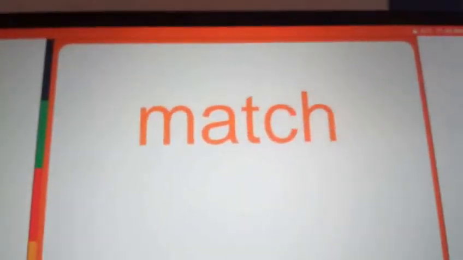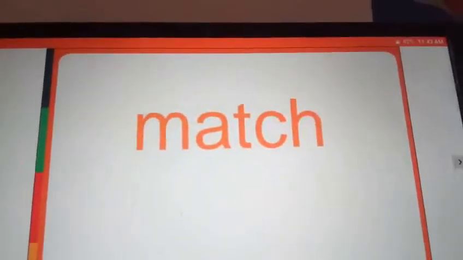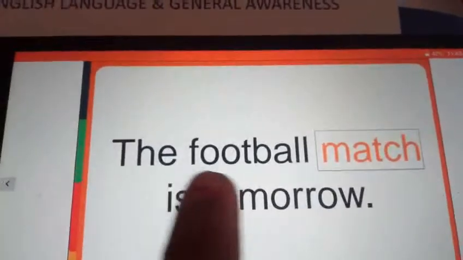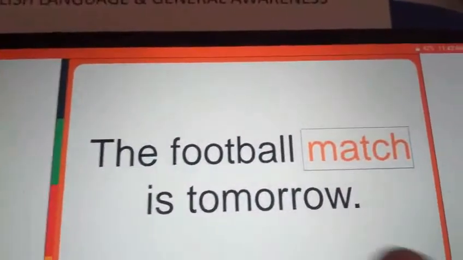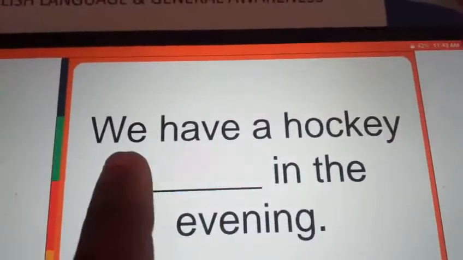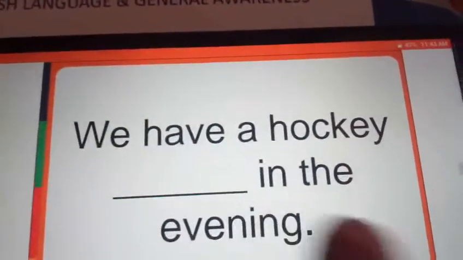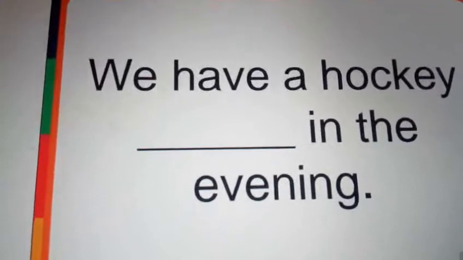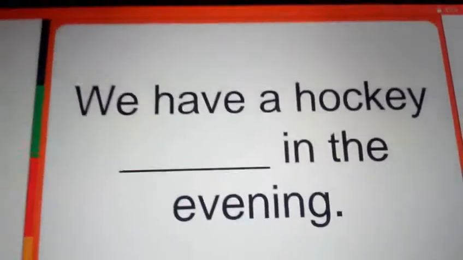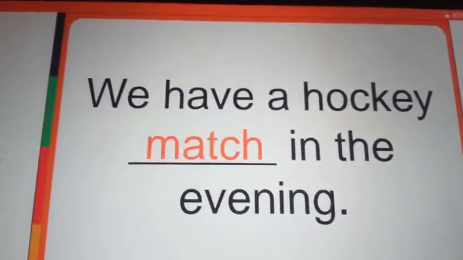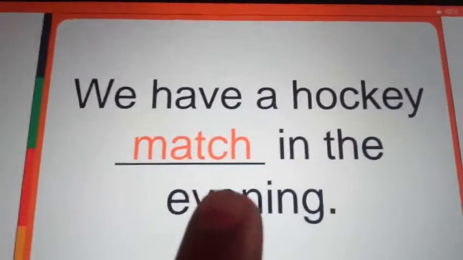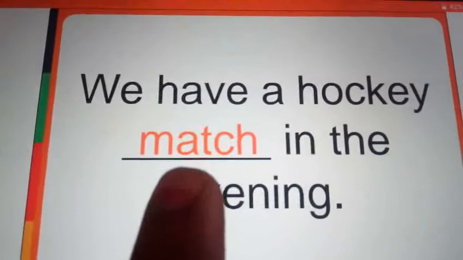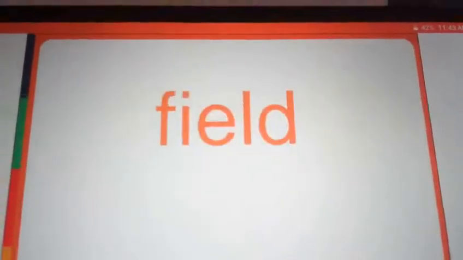Match, match. The football match is tomorrow. We have a hockey dash in the evening. Which word do we have to use? Can you guess that? Yes, we have a hockey match in the evening.